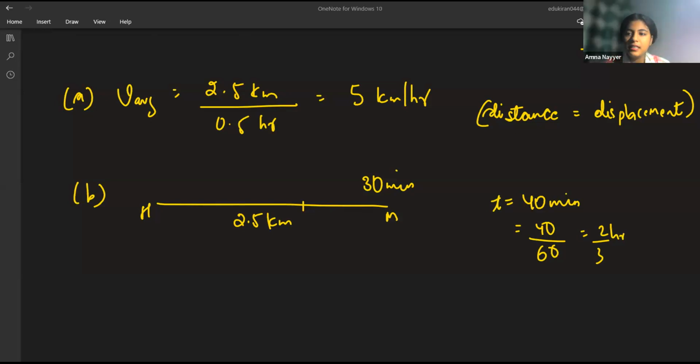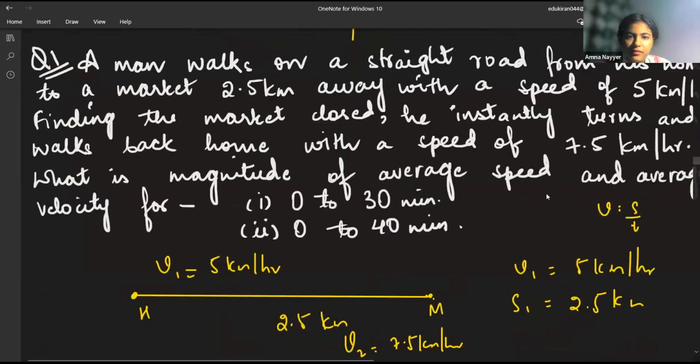No, Nabiha, see. In the first part, the question is saying 0 to 30 minutes. That's why we had taken the time as 30 minutes. Now the question is demanding 0 to 40 minutes. That's why we are solving the second part now. So that's why this is 40 minutes. It's given in the question.